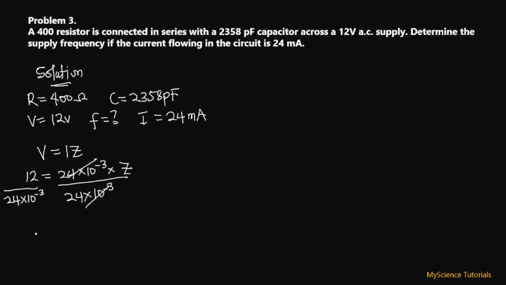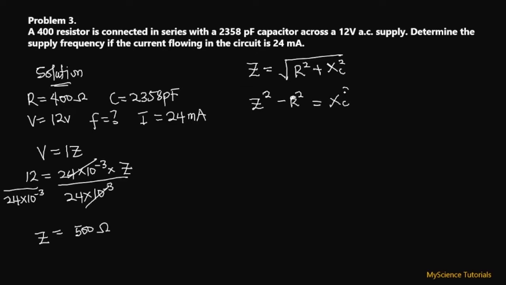So we have our impedance equal to 12 over 24 times 10 raised to the power negative 3, which will give us 500 ohms as our impedance for this particular circuit. Now that we have the impedance, we know that impedance is equal to the root of R squared plus capacitive reactance squared. So we know that Z squared minus R squared will give us Xc squared.